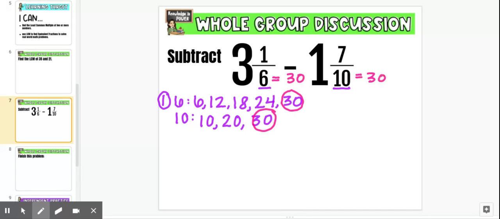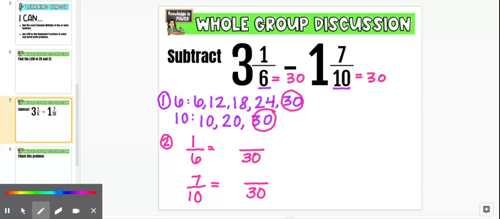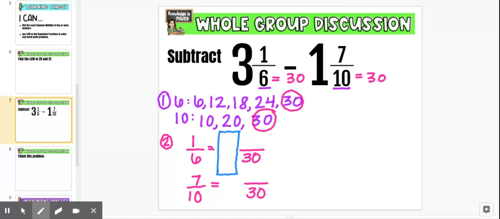And in order to do that, I am going to use our giant 1. So we have 1/6 and we have 7/10. And that's going to equal something, I don't know what that something is, over 30. Same over here. And now I'm going to use my giant 1 to find my equivalent fractions. Oops, that's really big. It's okay.